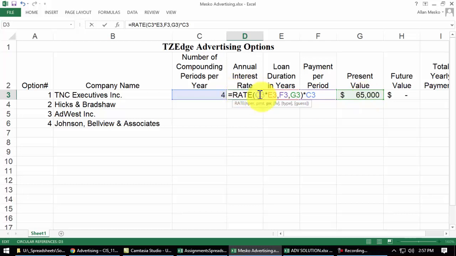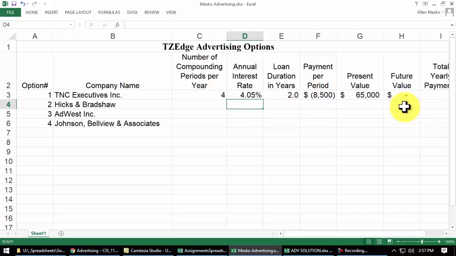Once we get that rate, that is the rate per period. And we have 4 periods in a year, so we're going to want to multiply that rate times this 4, and that should give us something around 4%. So it looks like our annual interest rate to the nearest 100th percent is 4.05%.